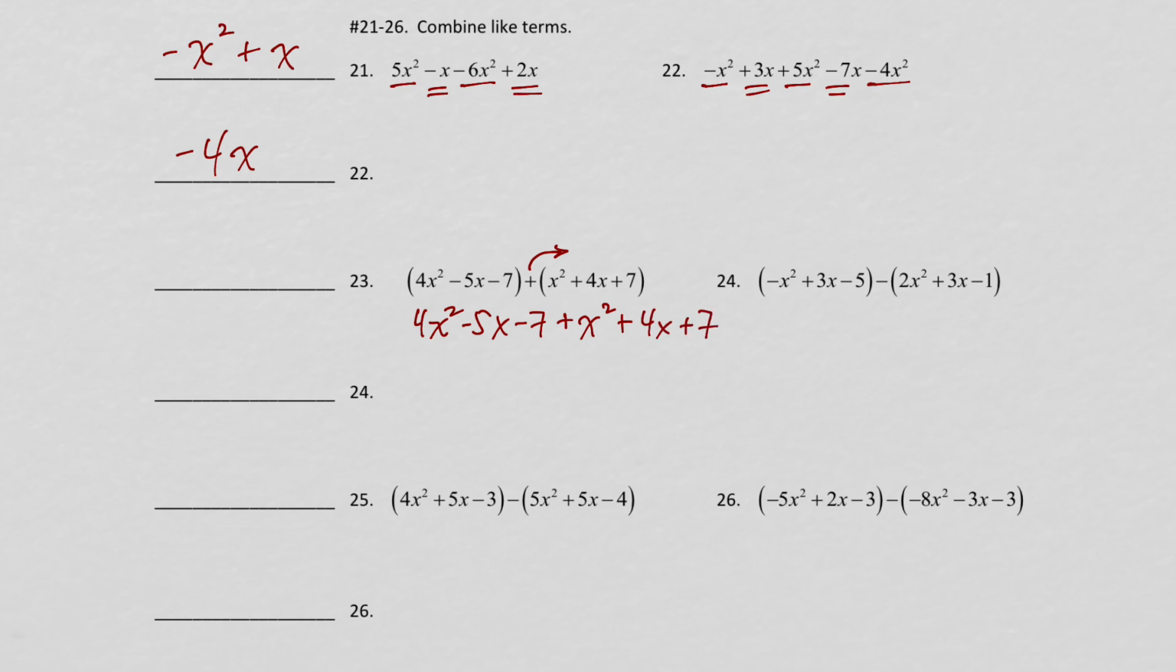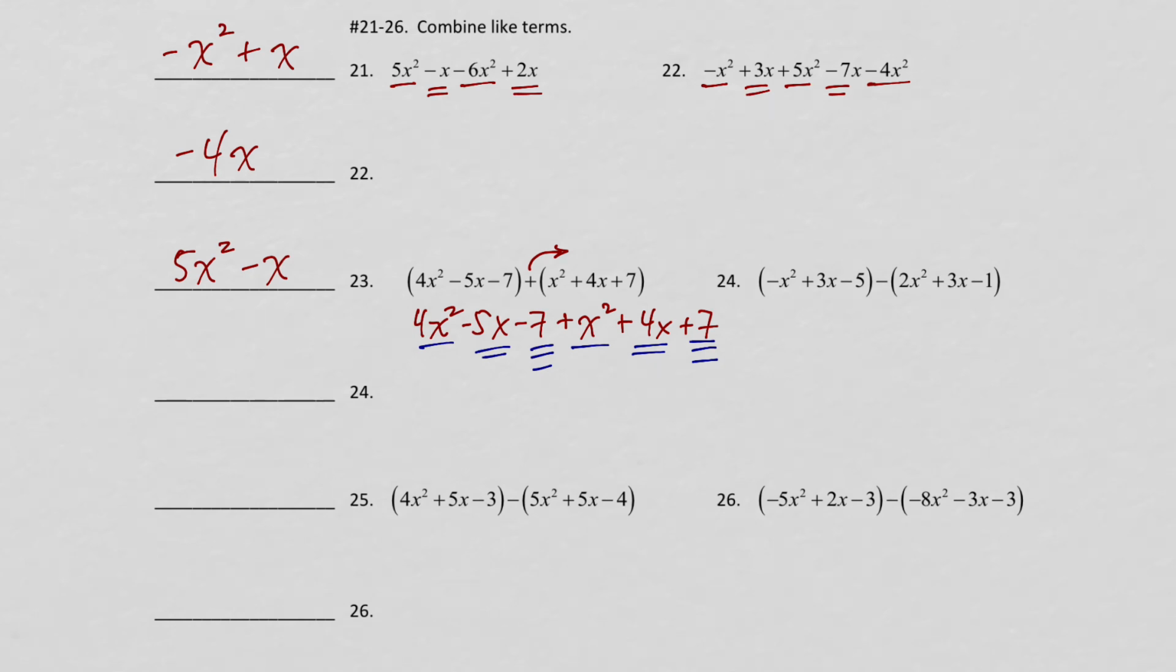Okay, now combining like terms, this and this are like terms, and those add up to 5x squared. This and this are like terms, and those add up to negative x. And this are like terms, and they add up to 0, and so they're not included in the answer. So that's the answer.